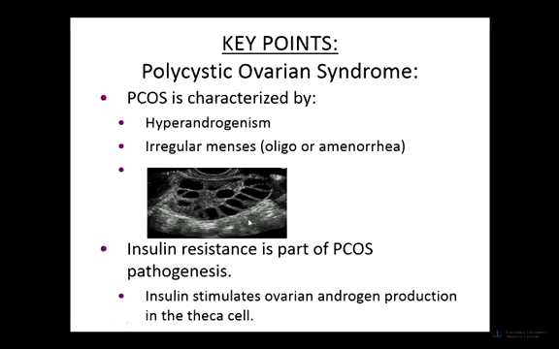Or you need this appearance on a transvaginal ultrasound or any ultrasound, and this is the string of pearls, and these are cysts in the ovary. So by the Rotterdam criteria, if you have 2 of these 3 things and you've excluded all other causes for hyperandrogenism and irregular menses, then you have PCOS. And insulin resistance is a part of the PCOS pathogenesis. Insulin stimulates ovarian and androgen production in the theca cell.